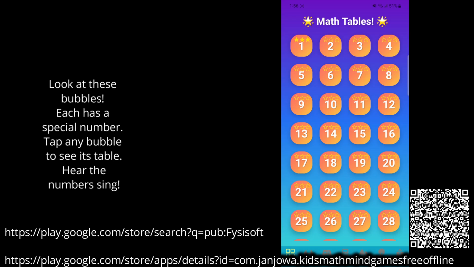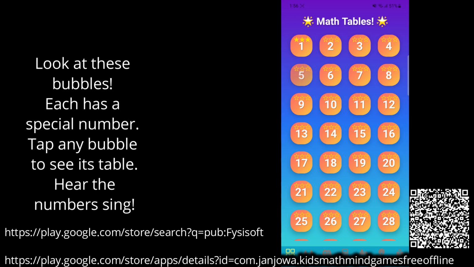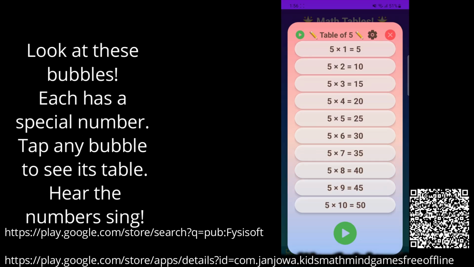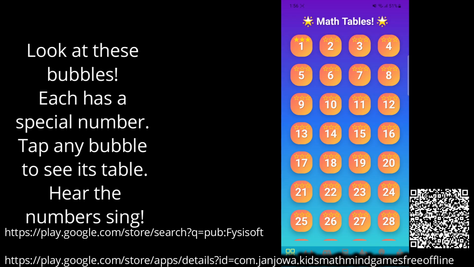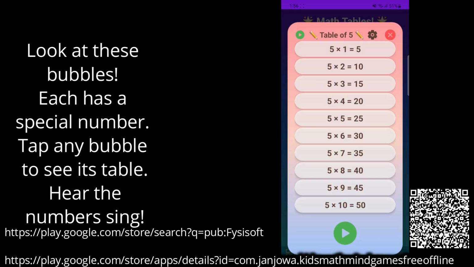Look at these rainbow bubbles. Each has a special number. Tap any bubble to see its times table. Hear the numbers sing. Tap the play button to listen, and the stop button when done.